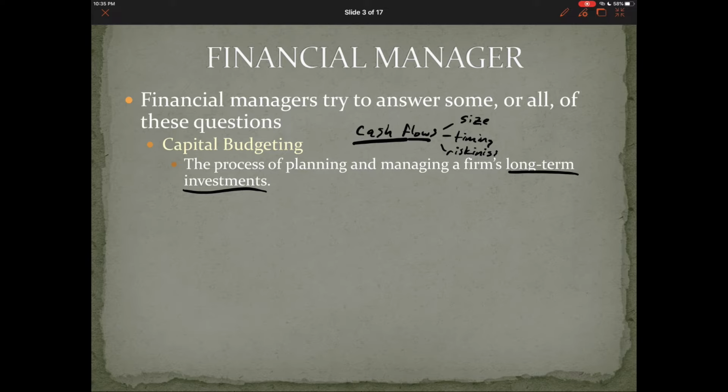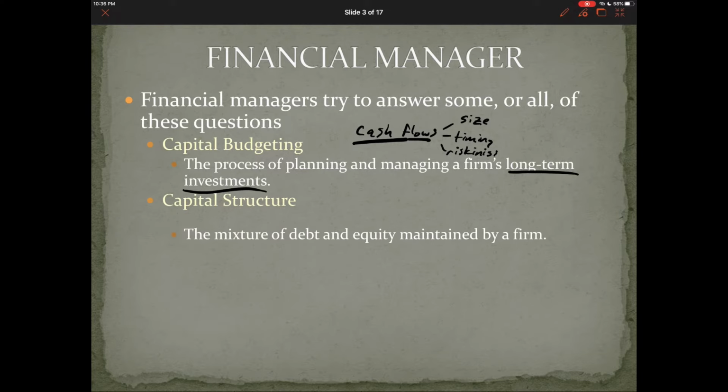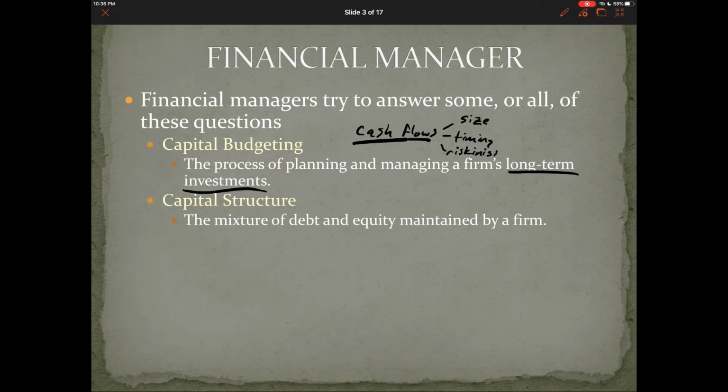But the first decision that the financial manager tries to answer deals with capital budgeting. This is just a fancy terminology for a long-term investment. So these are your fixed asset decisions. The second question deals with the mixture of debt and equity that is maintained by the firm. So basically, what is the specific mix of long-term debt and equity that is used to finance the operations? So in our definition here on the PowerPoint, it says the mixture of debt and equity. Specifically, we're focusing more on long-term debt and equity.